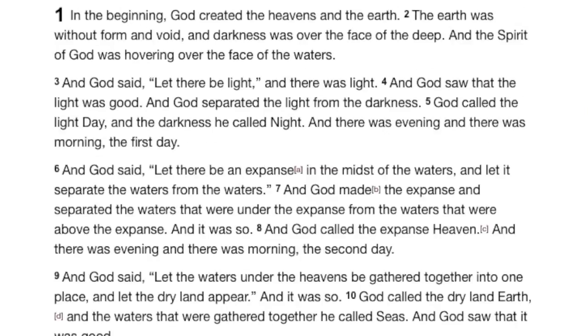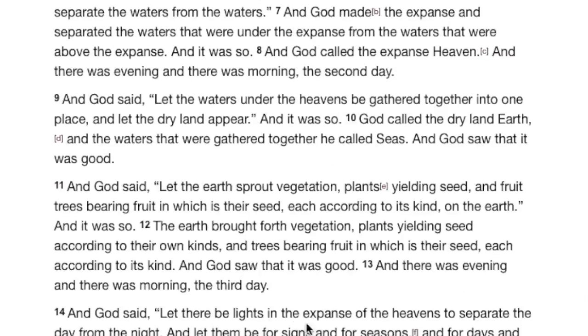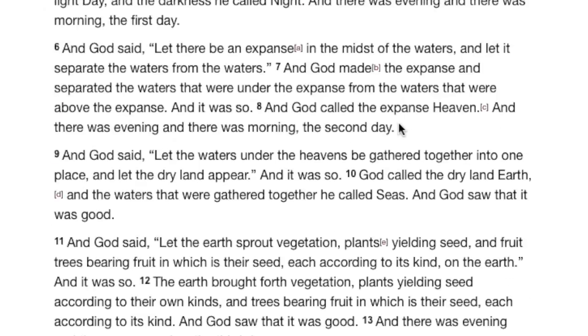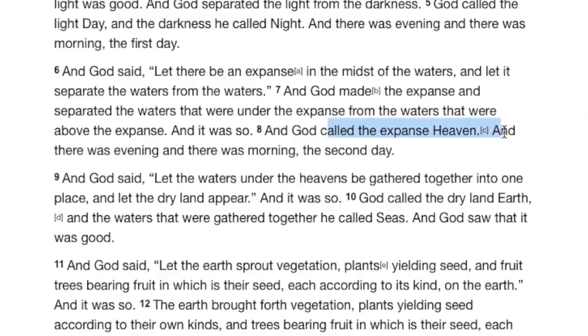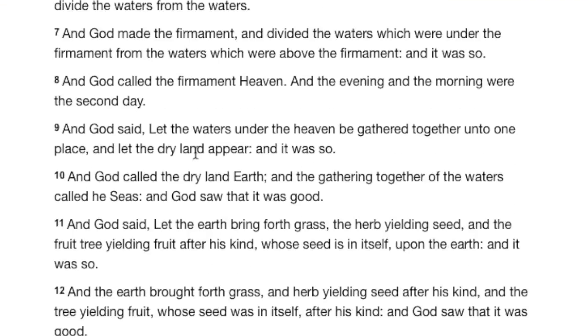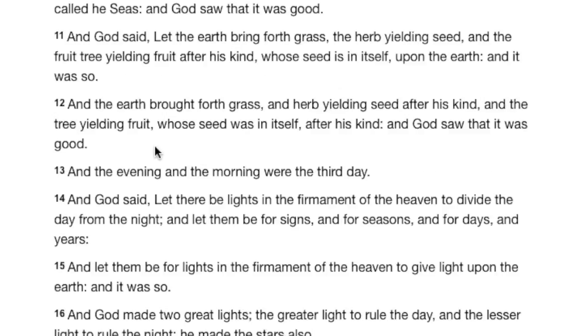Remember, in the beginning, the introduction tells us God created the heavens and the earth. And God creates the heavens. God called the firmament heaven. God called the expanse heaven. The firmament equals heaven. Okay, so when you see this word firmament, we're going to think of expanse.